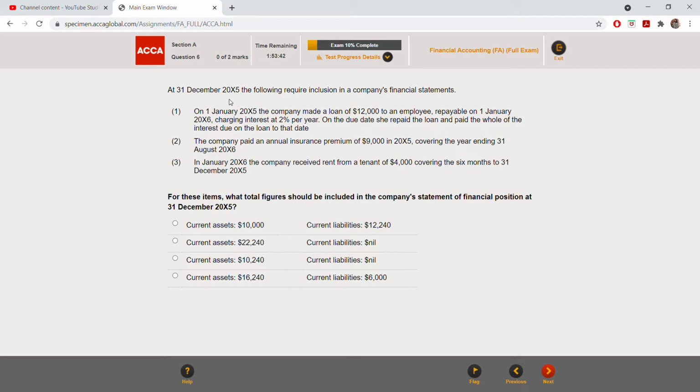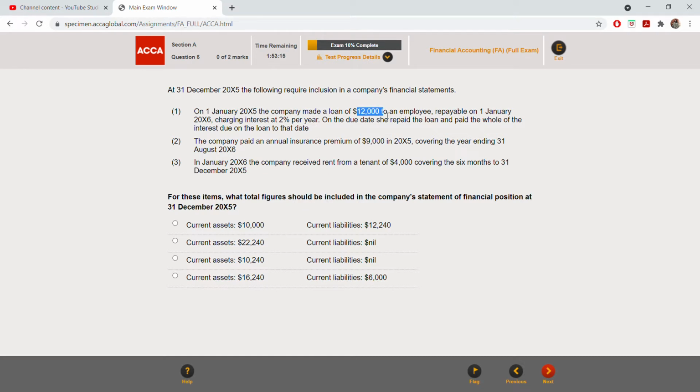So here current liability is nil in this case. Why? Because the first one is not a liability. It would be a liability if it is a loan taken from outside, but here the company made a loan to an employee. It's not a current liability. So current liability is nil. Nil means it's definitely either the second or the third. So that means we have to work on the current assets. So the employee loan is how much? 12,000.